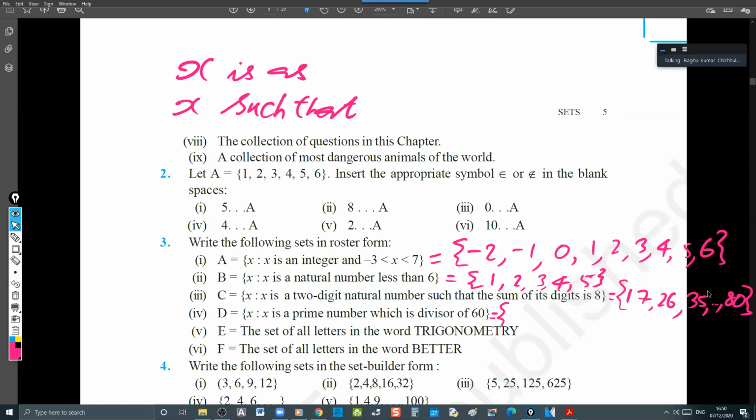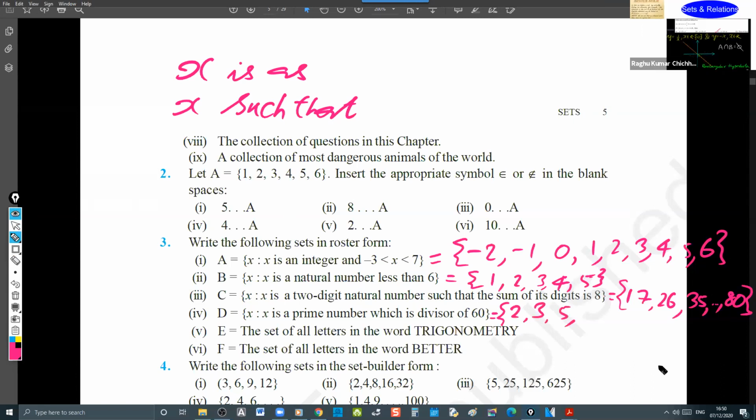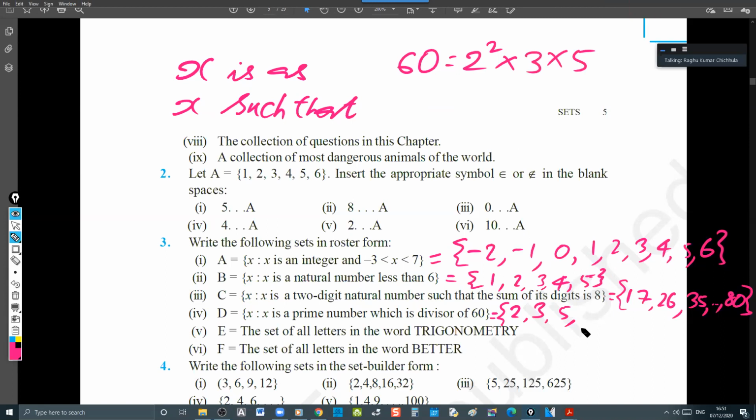5 also. So that's all when you take 60 as 2, 3, 5. We can't get any more prime numbers. If you write the prime factors, what are the prime factors? 15 into 4. So 2 square into 3 into 5. So 2, 3, 5, that's all.